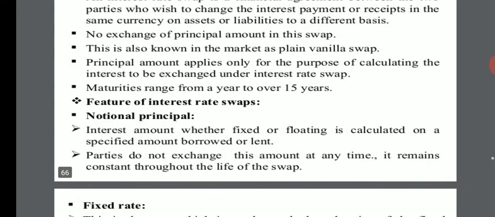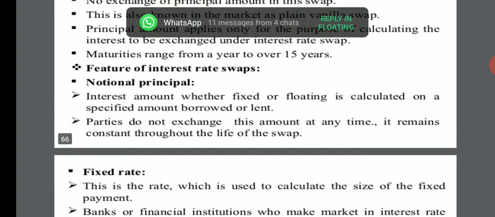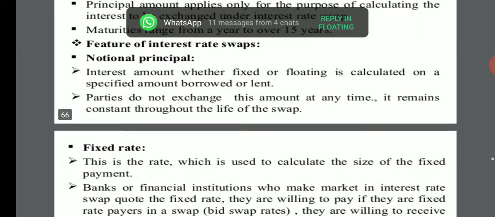Features of interest rate swaps. Notional principal: interest amount, whether fixed or floating, is calculated on the specified amount borrowed or lent. Parties do not exchange this amount at any time. It remains constant throughout the life of the swap.